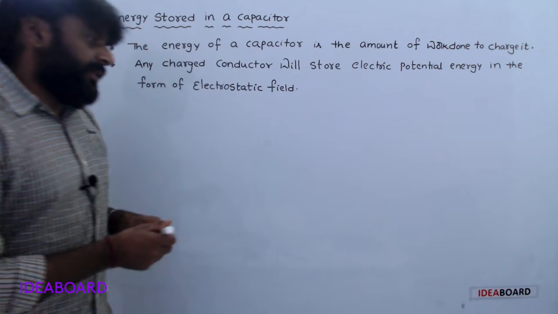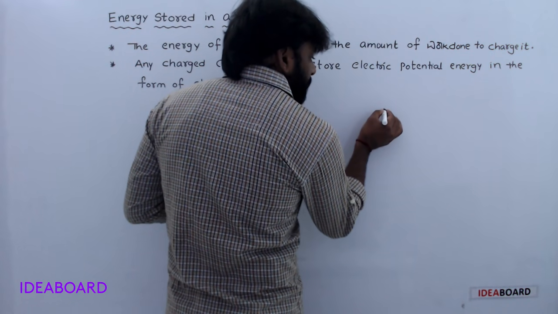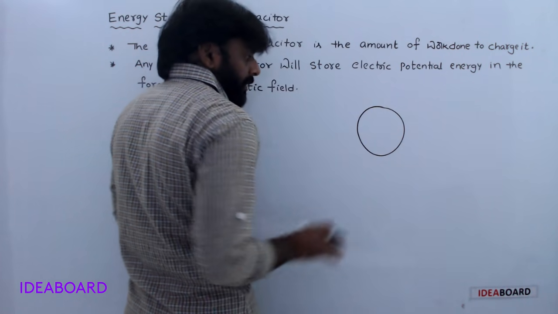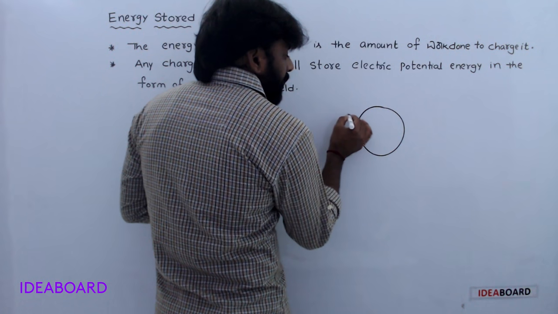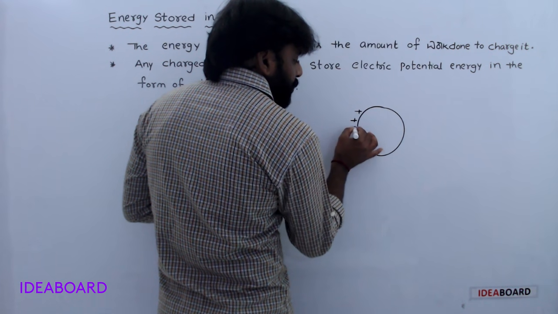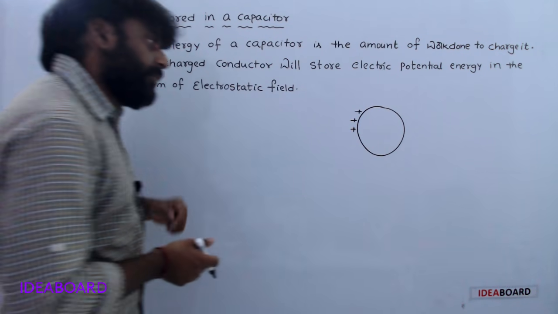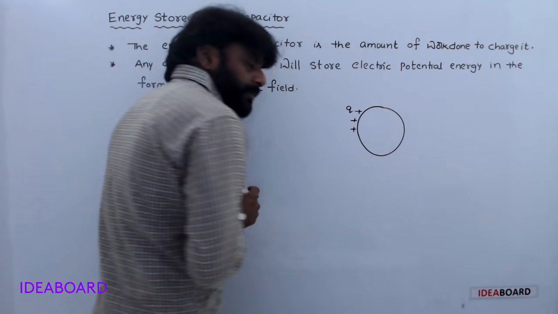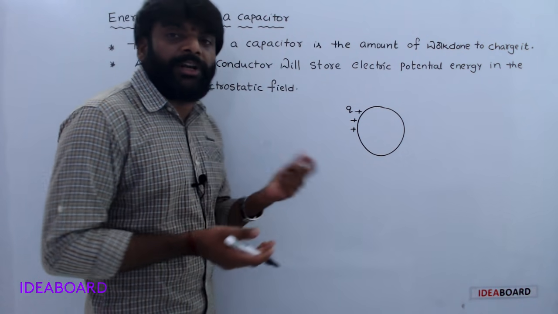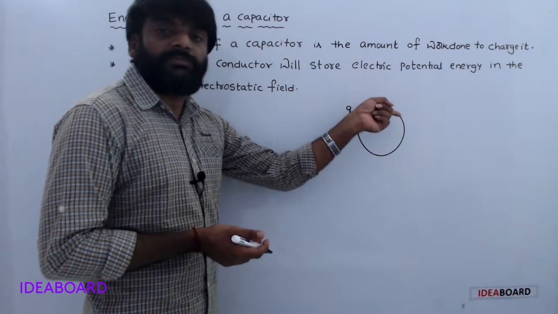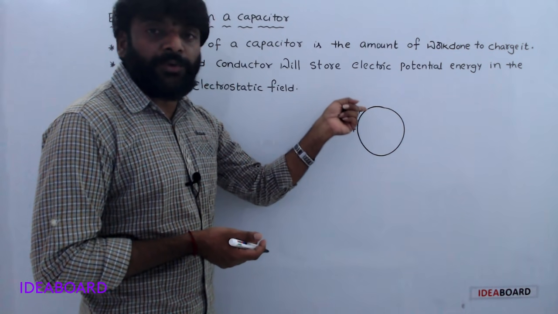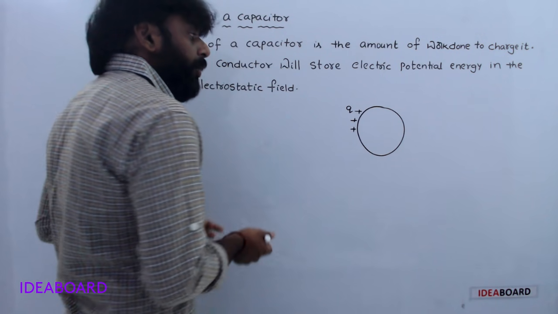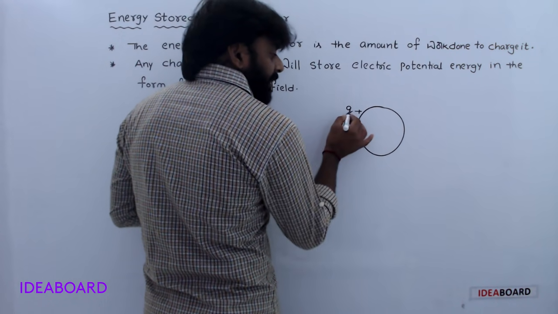For example, consider one charged body, one conducting body. You are giving charge to this body. Initially you are giving charge Q. For that purpose, there is no need of work done because there is no opposing force. Initially it is neutralized, so no additional work is needed to give this initial charge.